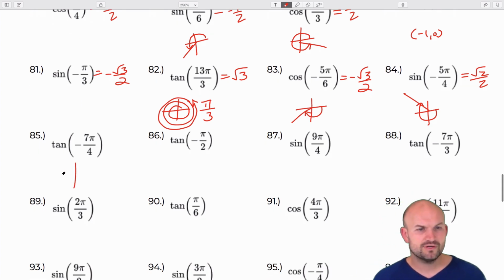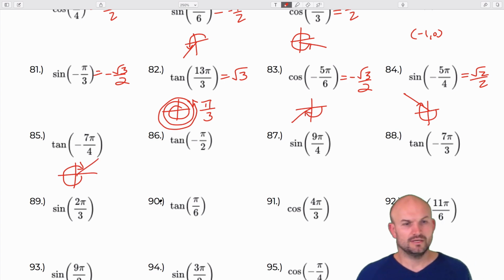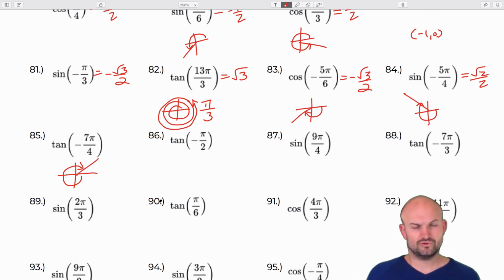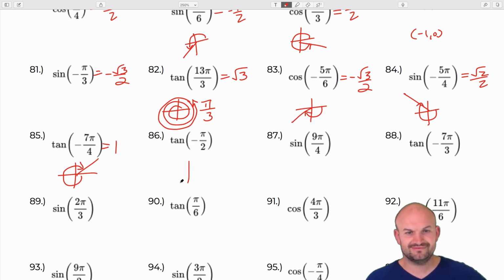Negative 7 pi over 4. Let's see, negative 7 pi over 4. Reference angle has pi over 4, so I know it's 1, and that goes into the first quadrant, so therefore that's 1. I like that one.